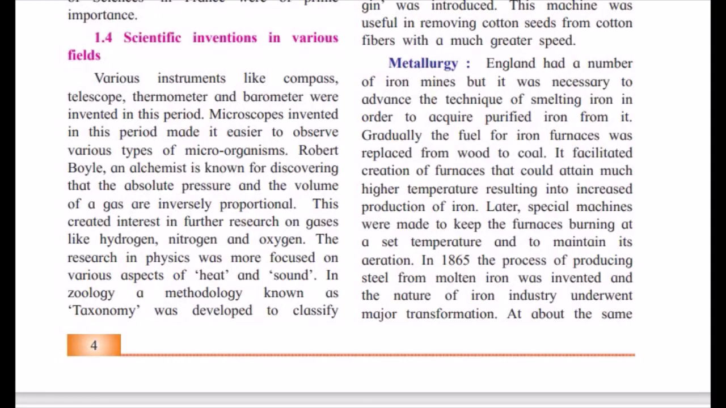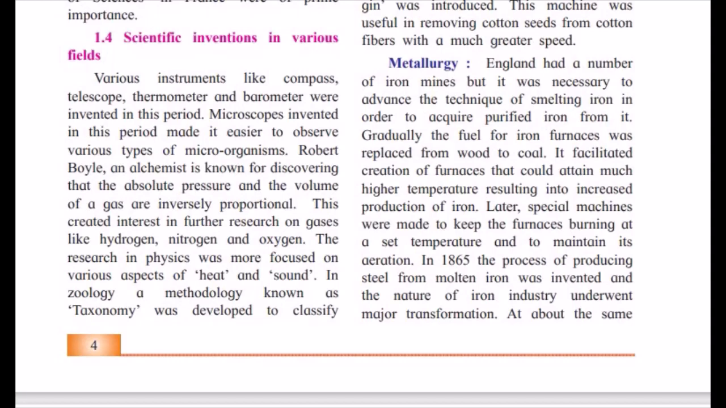Gradually, the iron mines in England started using technology with the help of science, and they brought in the iron furnace. They replaced wood with coal. It facilitated the creation of furnaces that could attain much higher temperatures, resulting in an increase in production of iron.